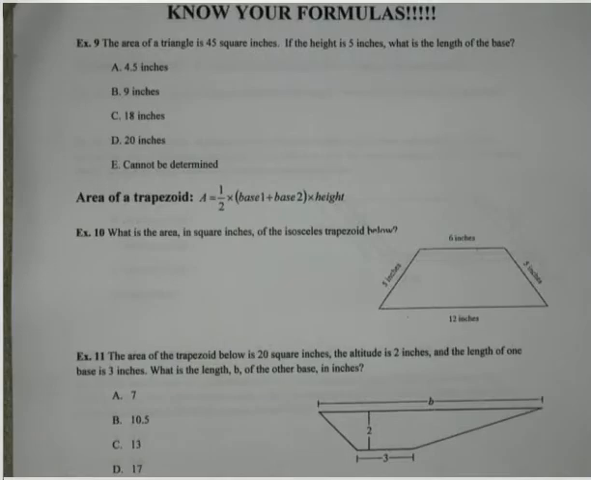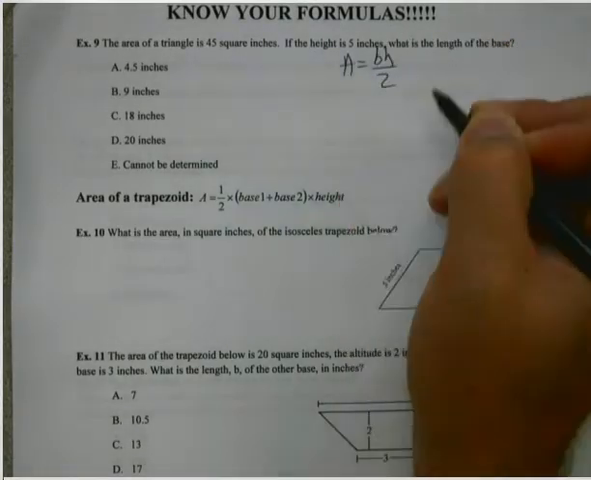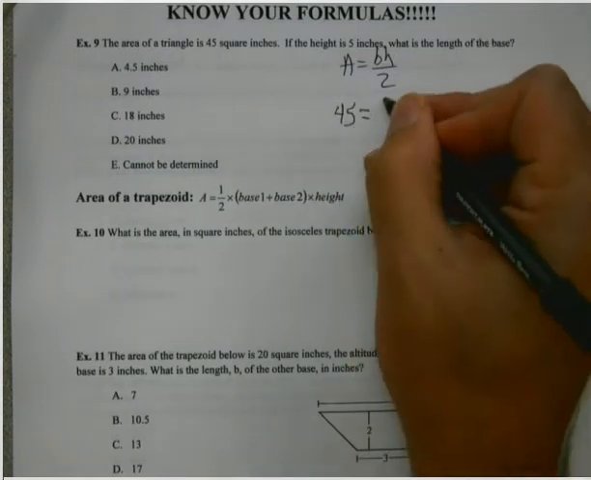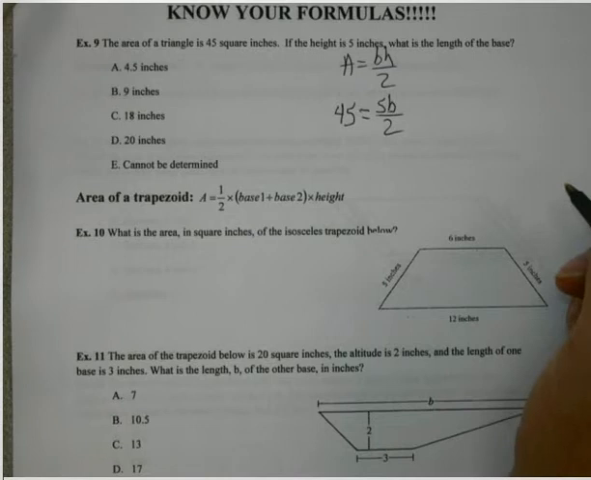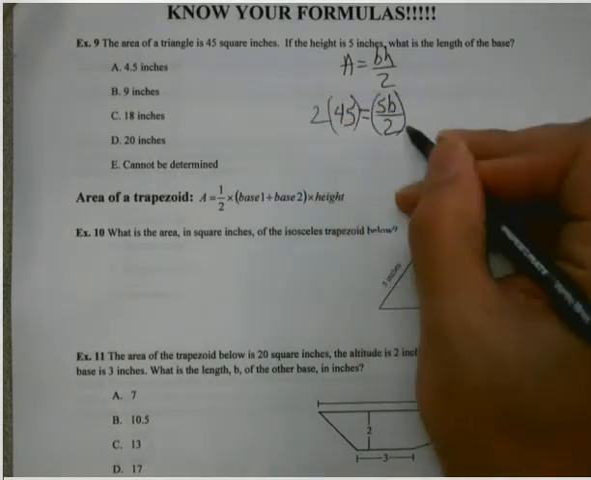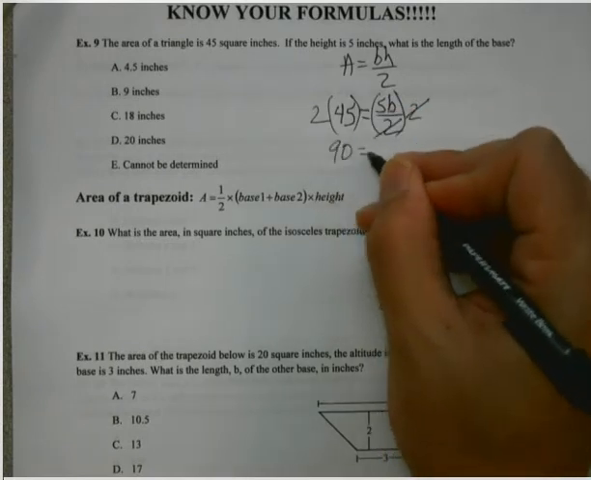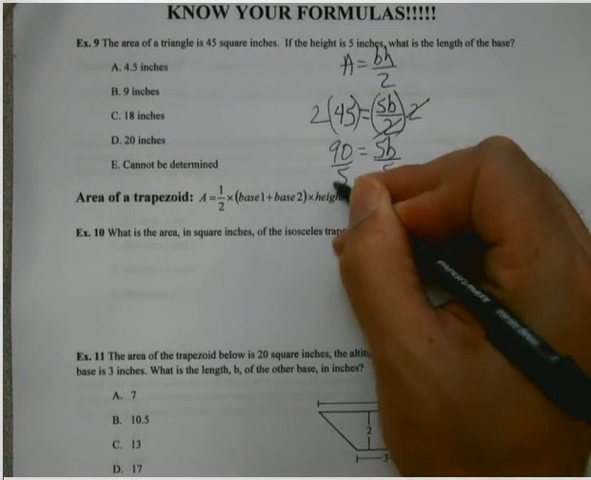Okay, as we flip over the page, we see the area of a triangle is 45 square inches. If the height is 5, what's the length of the base? Area is base times height divided by 2. We plug in what we know. We know the area. We know the height. We don't know the base. A little algebra to do. Don't like fractions. Want to get rid of that. Divide to get my b by itself.